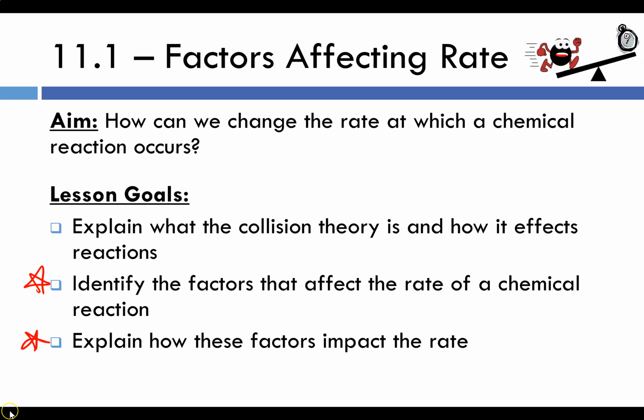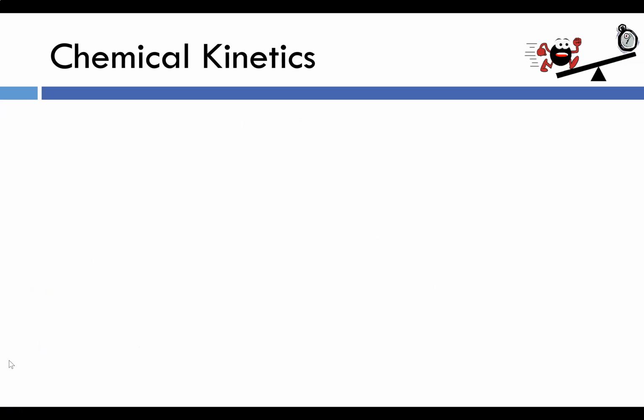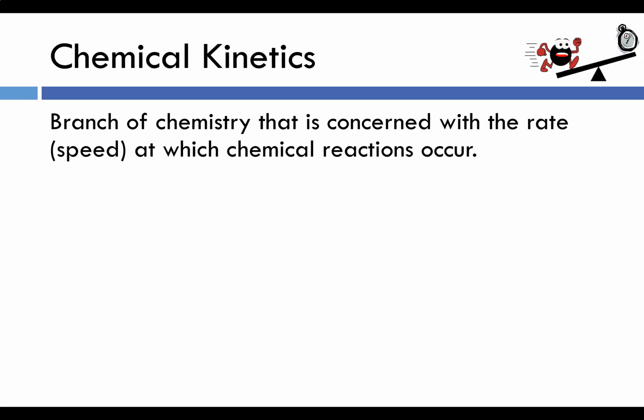Let's get started. In this lesson and lesson 11.2, we're going to be looking at chemical kinetics, which is really just a branch of chemistry that is concerned with the rate, again, just the speed at which chemical reactions occur. We're going to be focusing on the basics today and really building in 11.2.